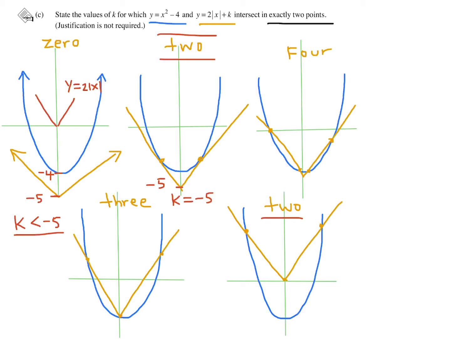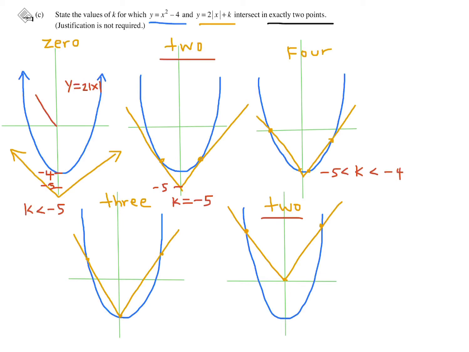So this actually would probably be a little bit lower. The -5 would not be there. So it's probably better to label it like that. How about 4? Well, 4 happens when k is between -5 and -4.